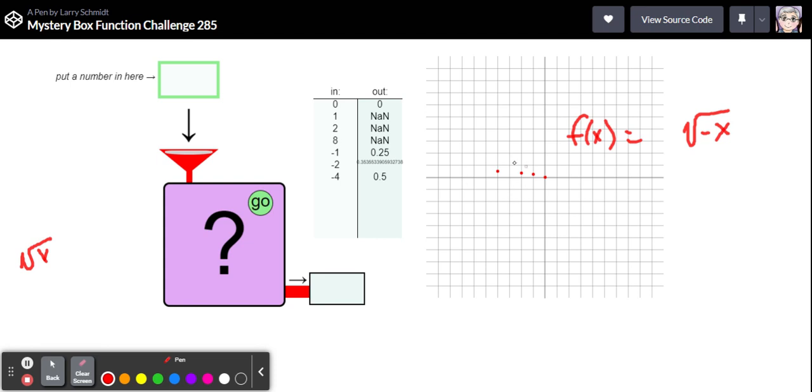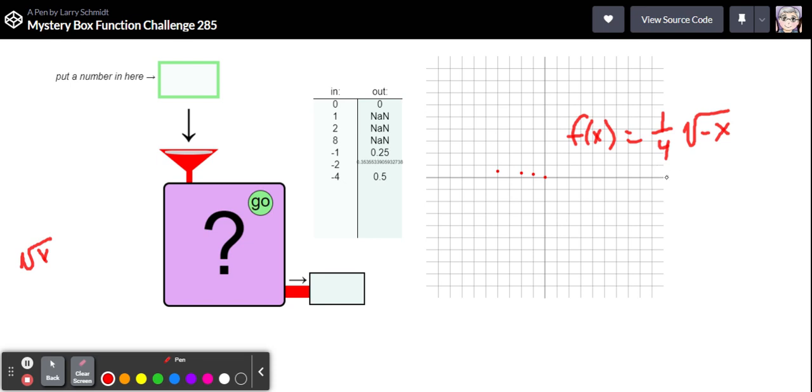I also think we have a multiplier going on here. When I put in -4, I got 0.5. More importantly, when I put in -1, I got 1/4. So the square root of 1 is 1. So this, I think, is our multiplier. You put in a -1 there, a -1 is a +1. You take the square root, you get 1, multiply by 1/4, and that's how we get 0.25 there.